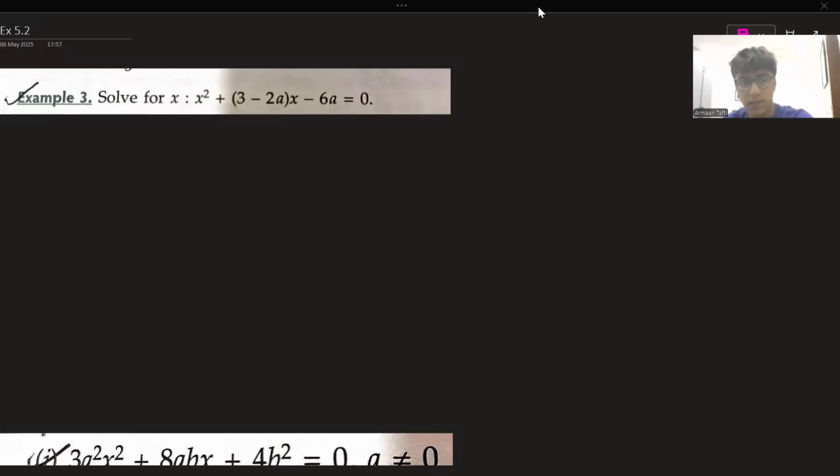Okay, let's start with exercise 5.2. This exercise requires extensive use of MTS, and I'll get into it as we reach those questions, but I'm sure all of you already know that from previous years. Okay, so let's start with this one.